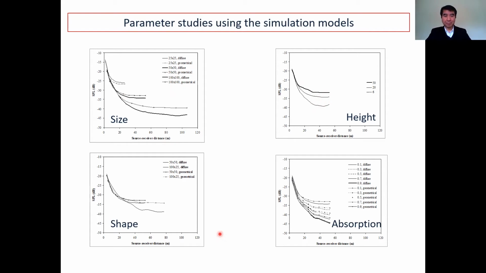the building height. If you keep the area of the square the same, consistent, and just change the aspect ratio from 50 by 50 to 100 by 25, the difference is much smaller, although if you are further away, then there will be some differences.